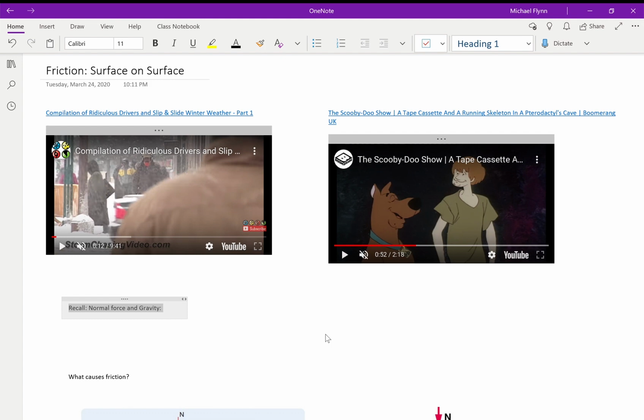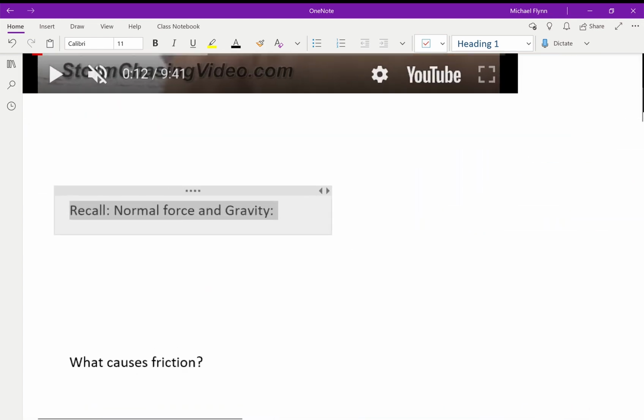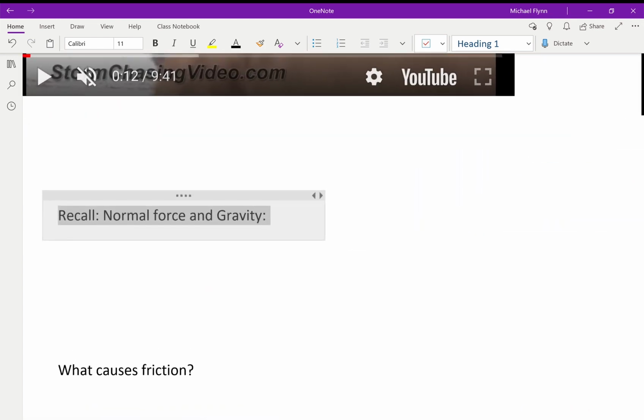All right, so first I'm going to start this off by just reminding you of a couple of things. If you look at this, I want to remind you what the normal force is. A normal force is the amount of contact between the surface, let's say you're standing on the floor, so between the floor and you. And remember, that's the normal force.